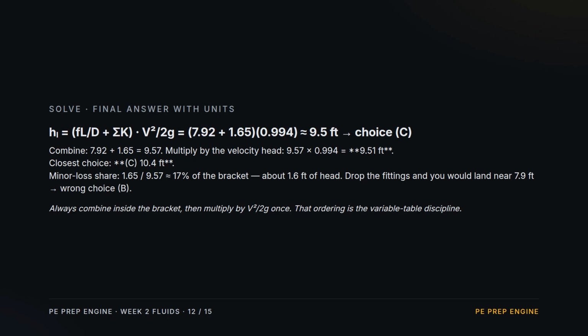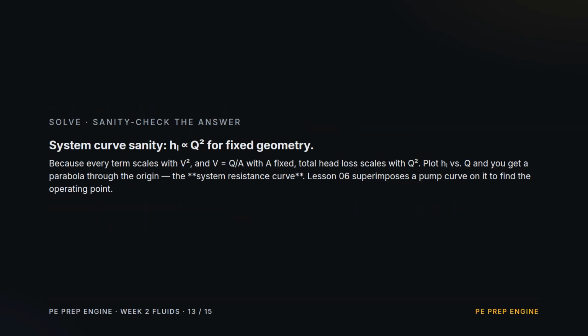Combine inside the bracket first, then multiply by one shared velocity head. That's what protects you. One sanity check. Every term scales with V squared, and V equals Q over A, with A fixed. So total head loss scales with flow rate squared. Plot H sub L versus Q, and you get a parabola through the origin, the system resistance curve. Lesson 6 superimposes a pump curve on it to find the operating point.